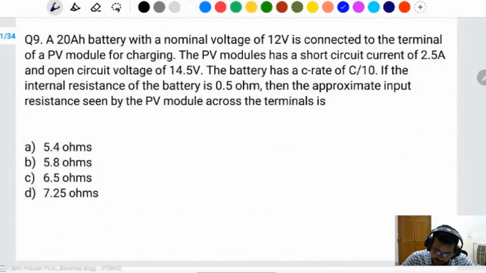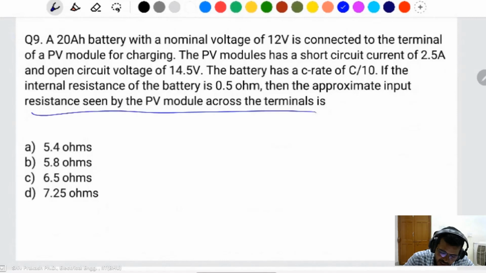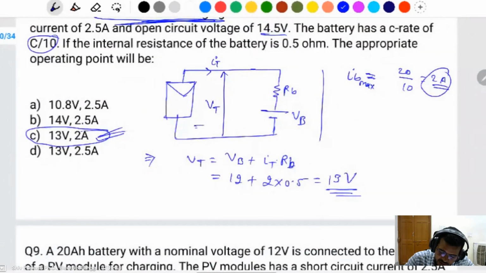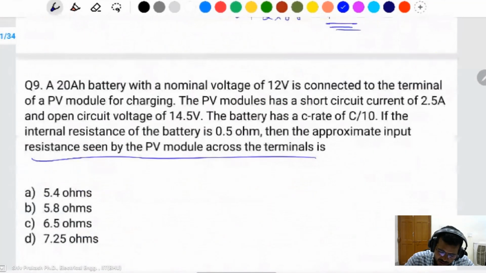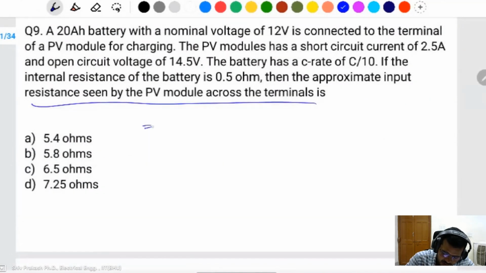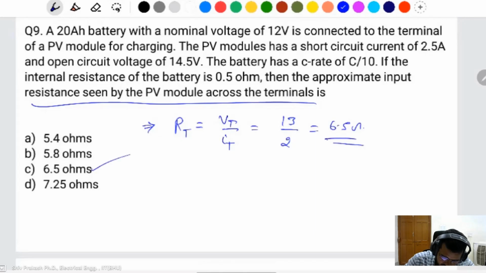Same thing, same questions. If the internal resistance of the battery is 0.5 ohm, then what is the approximate input resistance seen by the PV model? Same thing, VT by IT. If you calculate the RT, it is VT by IT. VT is 13 volt, IT is 2 ampere, so 6.5 ohm.